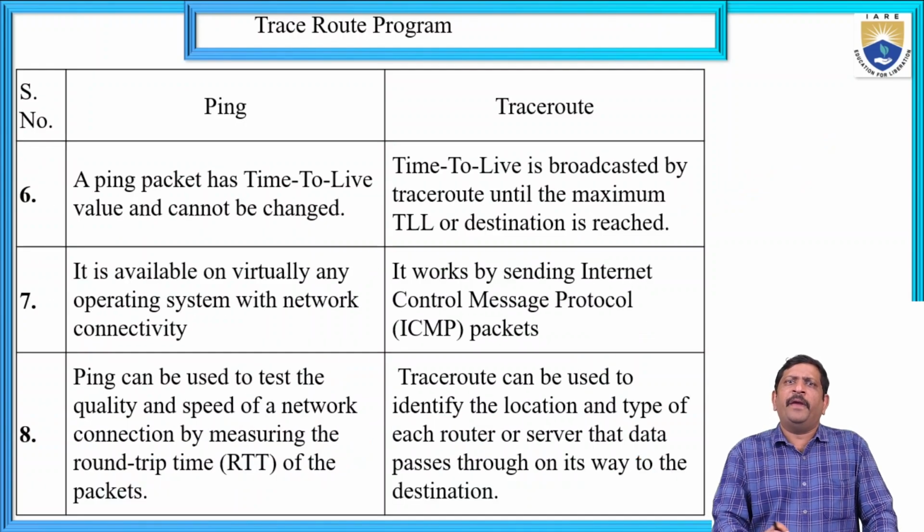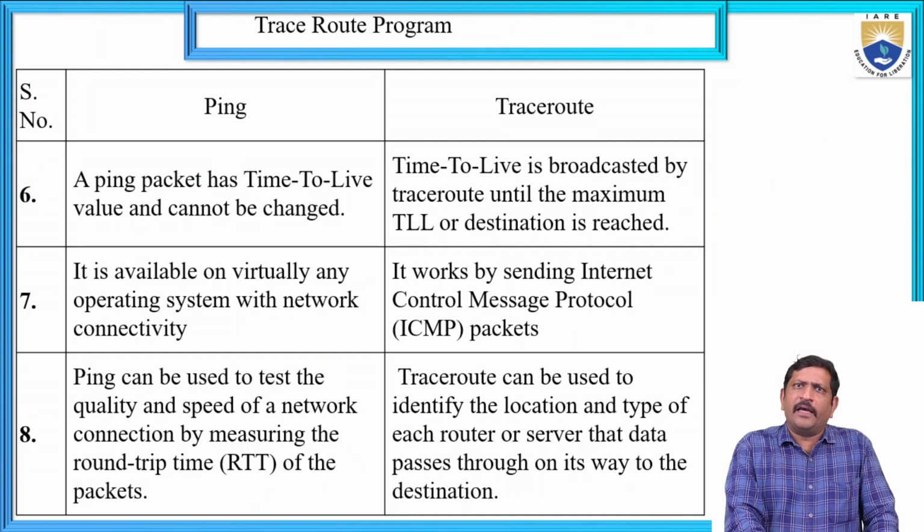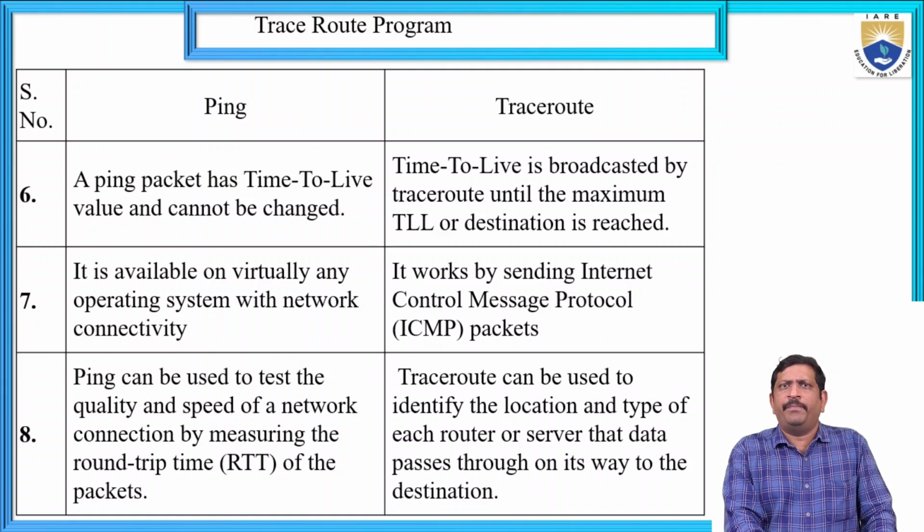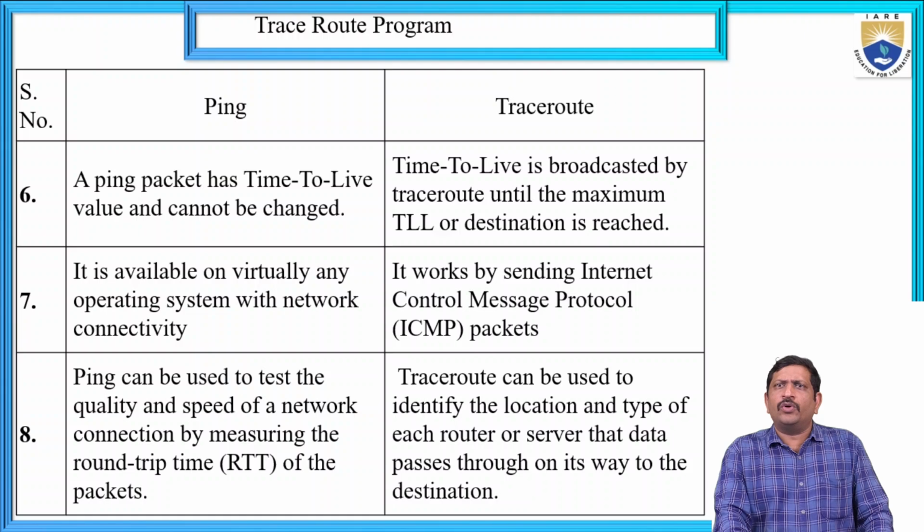Here, a ping packet has a time to live value and it cannot be changed. That is the TTL value. Once you assign the TTL value to the packet, it cannot be changed. In traceroute, the TTL is incremented by traceroute until a maximum TTL or the destination is reached.